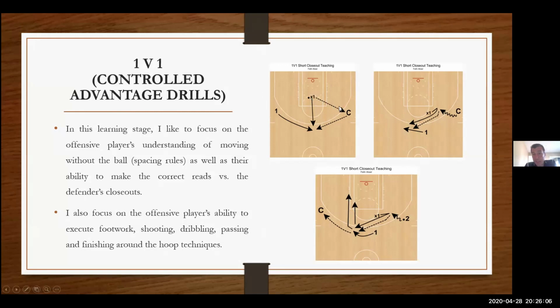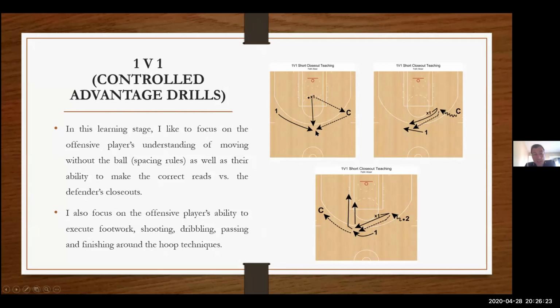The defensive player passes to the coach. In the meantime, two things happen. The offensive player sprints all the way to the top of the key, and the defensive player, as soon as he or she passes to the coach, closes out to the offensive player.